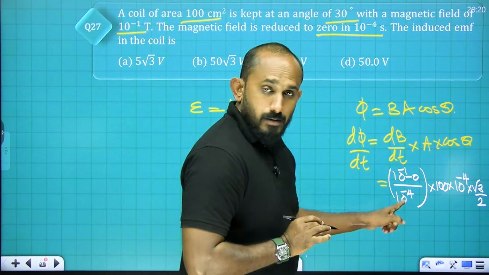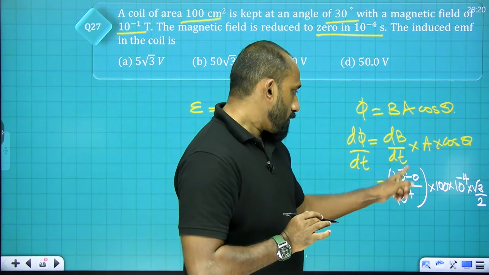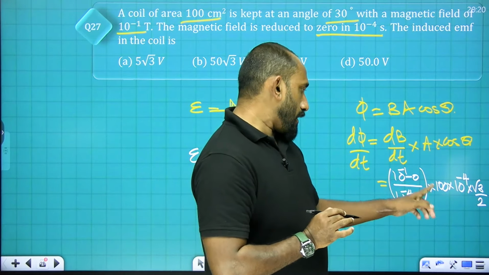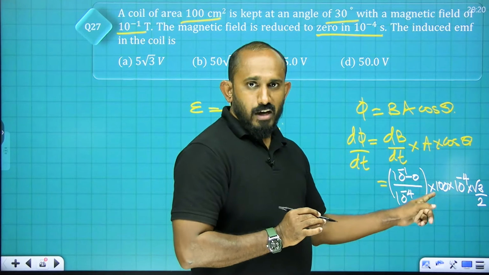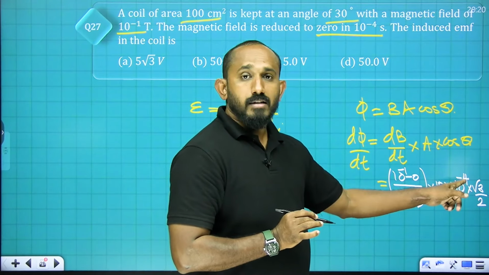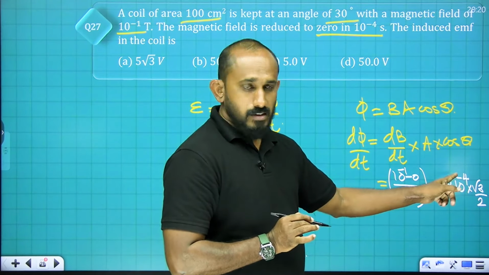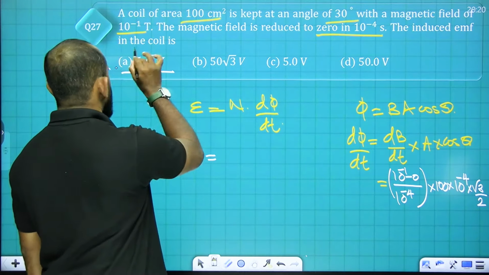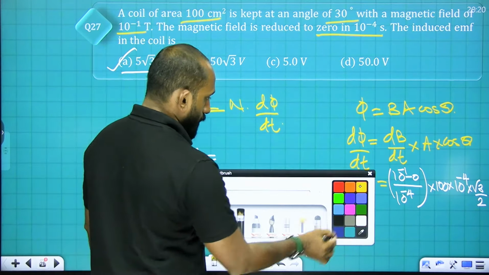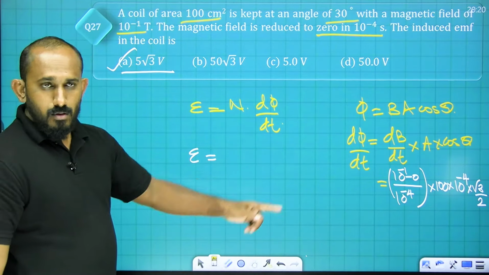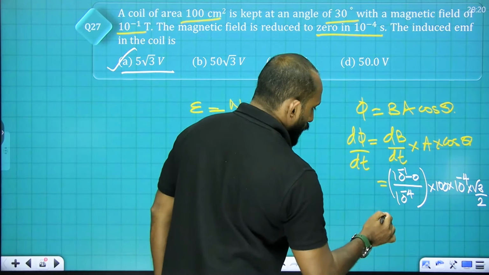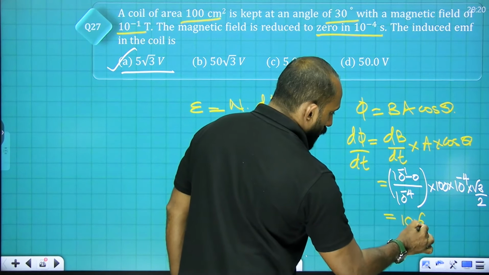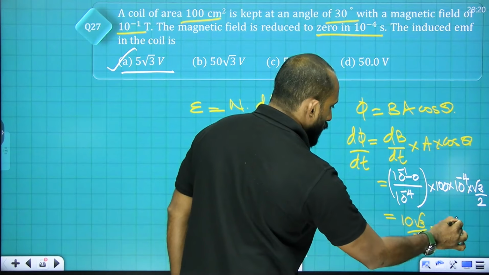10 raised to minus 1 by 10 raised to minus 4. So it will become 10 raised to minus 3 down, plus 3. 10 raised to 3 into 10 raised to 2. 10 raised to 5, and 10 raised to minus 4. If you cancel it, it will become 10 raised to 1. So 5 root 3 will be the answer. A is the correct answer for this. Okay, so if you solve this one, it becomes 10 root 3 by 2, that is 5 root 3.